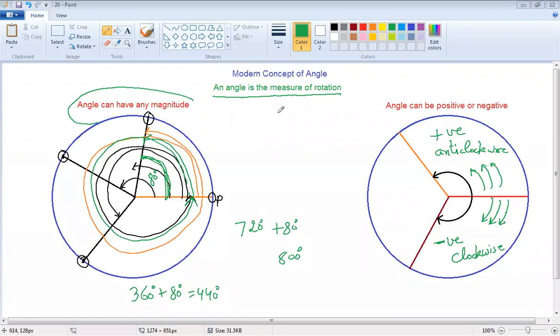So, an angle can have any magnitude. It can be positive or negative. Can angle be zero also? Anyone tell? Can angle be zero also?